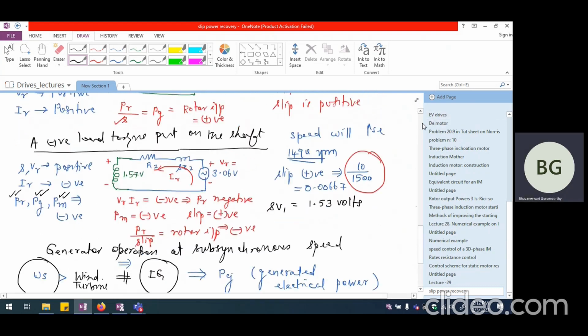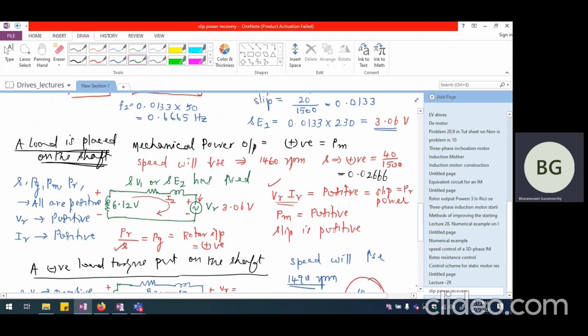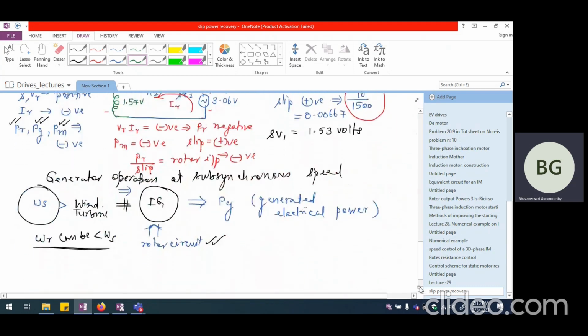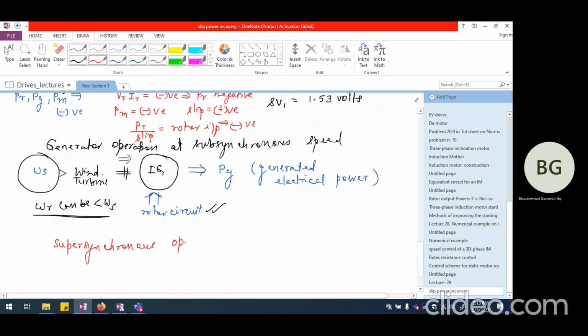Now what we have seen until now is only sub-synchronous operation, where omega r is less than omega s. Now what happens if there is a prime mover which will be able to rotate the shaft at a speed greater than synchronous speed? So let us try to look at super synchronous operation.